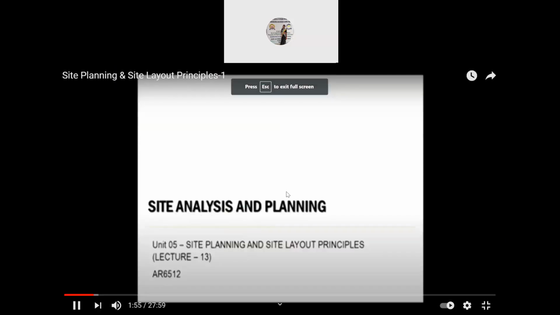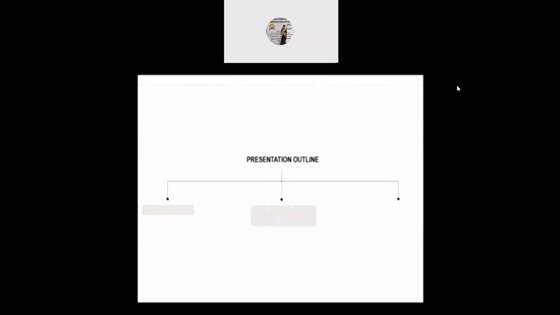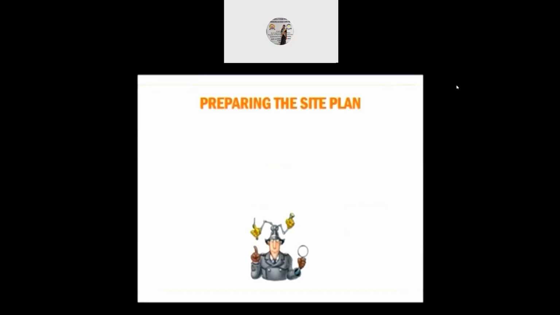Subject code AR6512. Presentation outline. First we are going to get introduced to this chapter, and then we are going to move on to preparing the site plan, and then we are seeing organizing land use within the site. So first, how do you prepare the site plan?